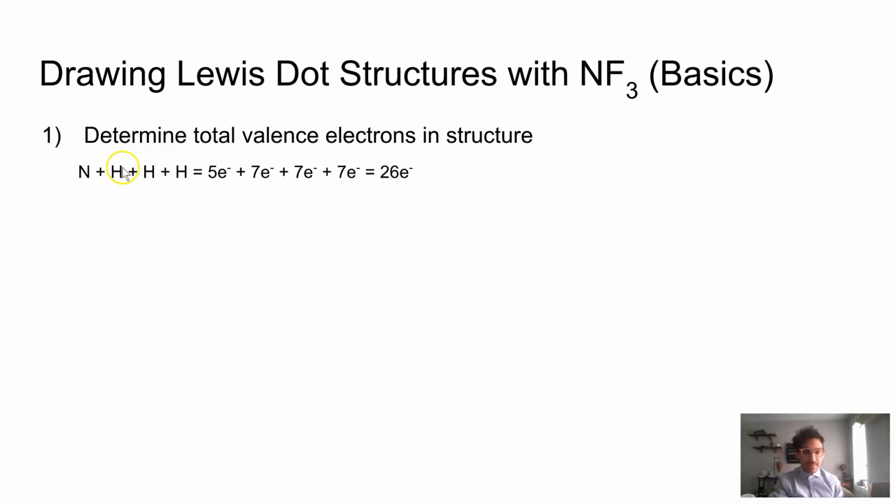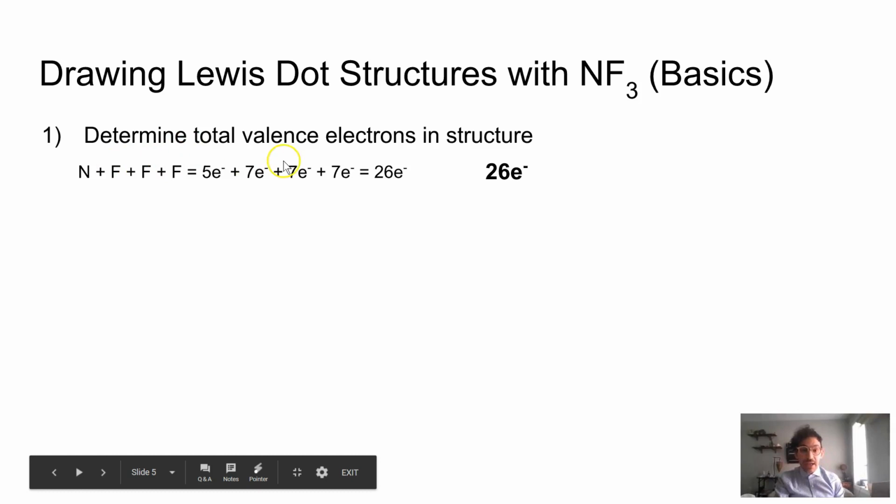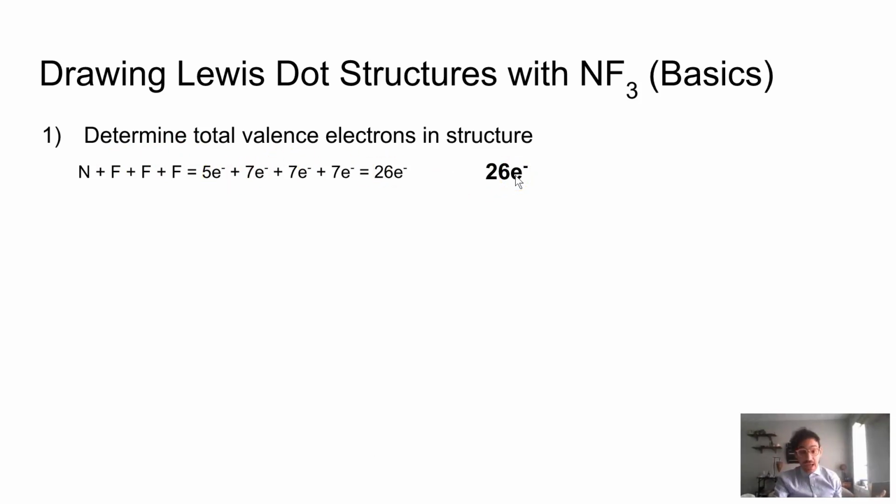Oh, dear, I seem to have made a mistake. These should all be Fs. Let's change that. Okay, so we've got 26 electrons total. Each of our fluorines gives us 7, and the nitrogen gives us 5, so 26 total. Neat, we know how many electrons we have to play with.